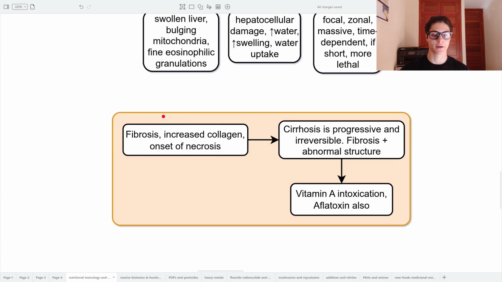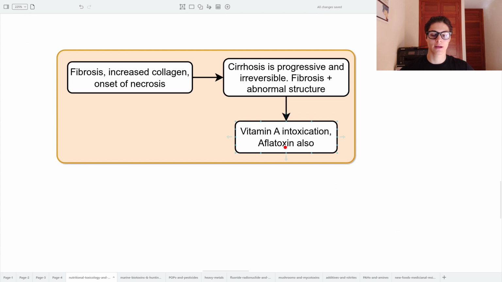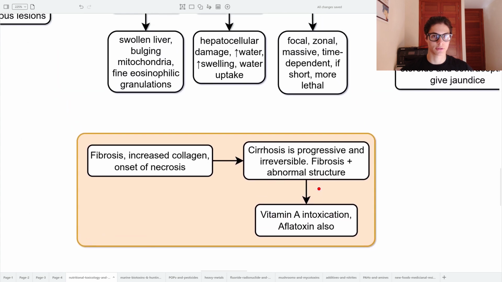So to recap, a fibrosis, which is an increase in collagen, is the onset of necrosis. The cirrhosis is progressive and irreversible, and it's basically a fibrosis together with an abnormal structure. And then vitamin A or even aflatoxin intoxication can lead to this cytotoxic liver.